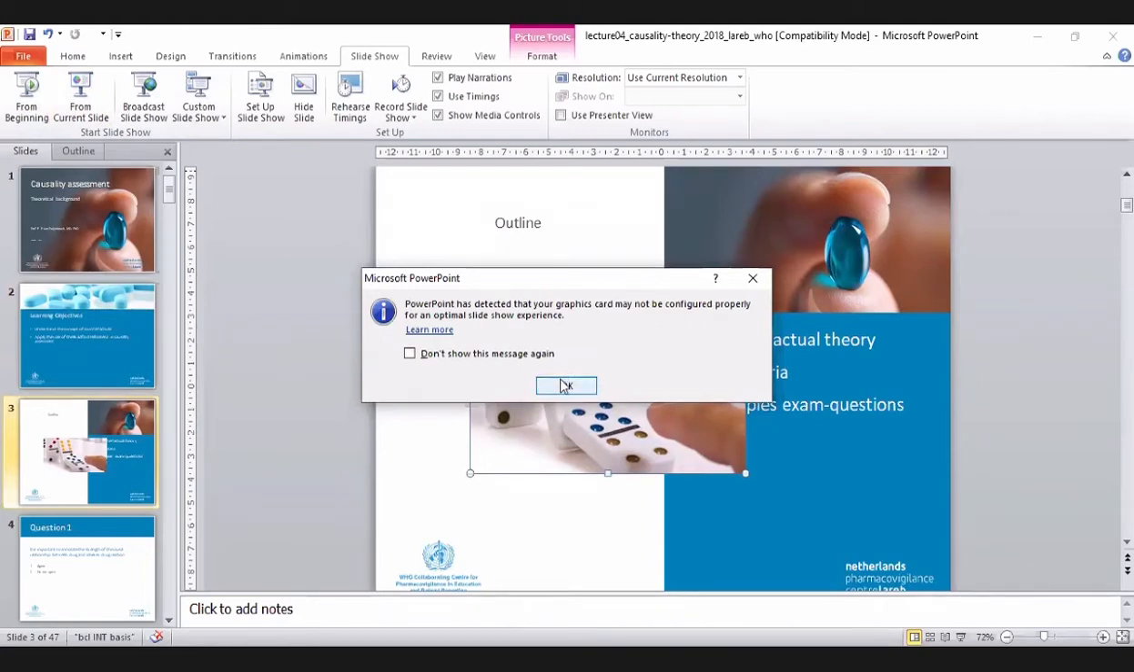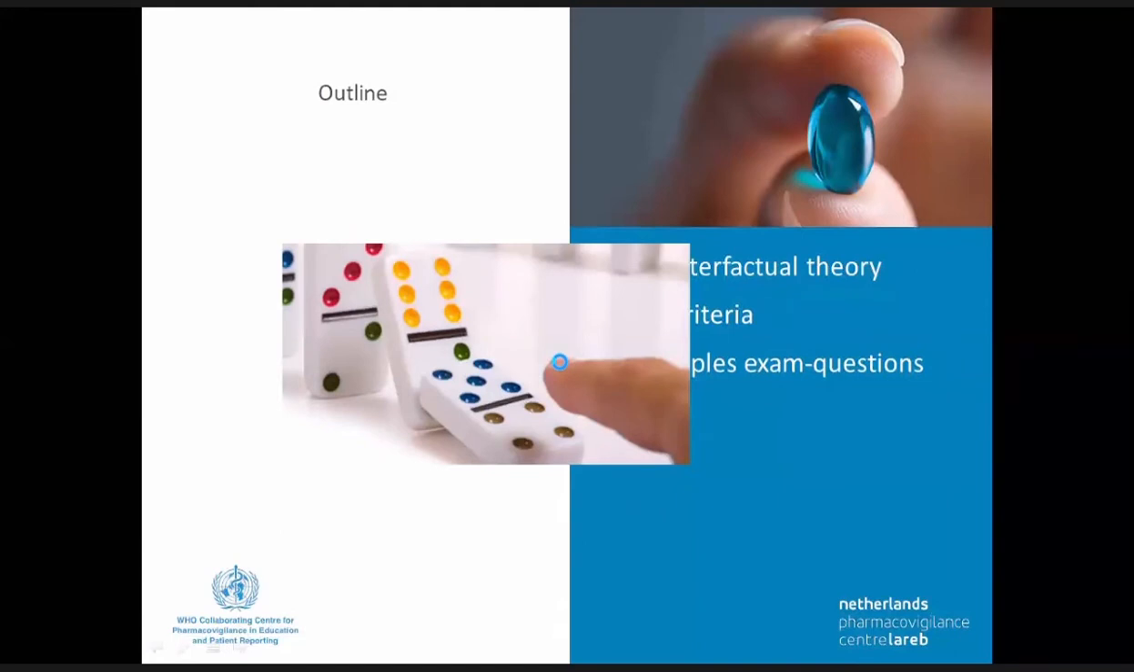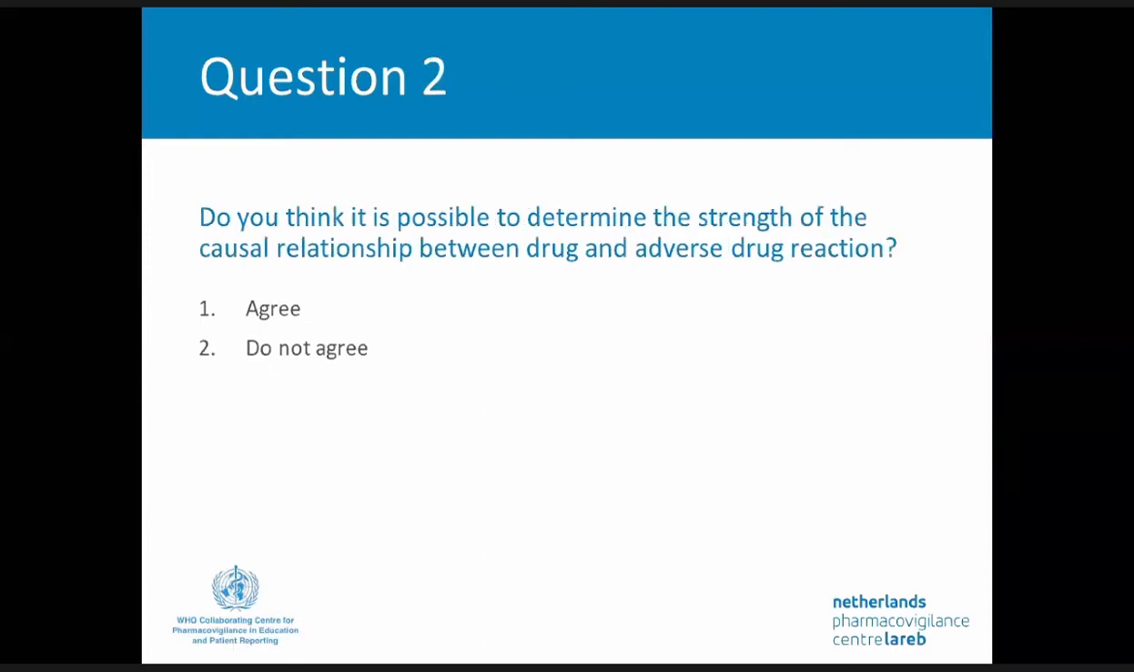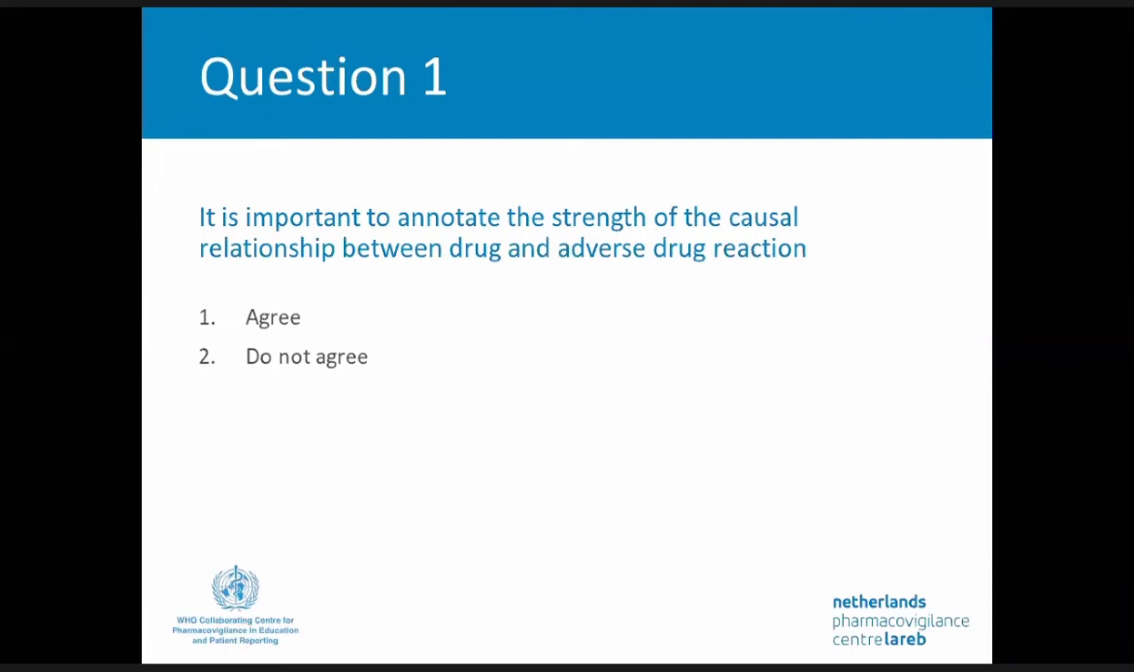So like I said last week, I'm not really going to prepare notes for this. These notes are coming from the Netherlands Pharmacovigilance Center, LAREB, and they are prepared in conjunction with the WHO Collaborating Center for Pharmacovigilance in Education and Patient Reporting. So these notes are specifically for pharmacy students, nursing students, and medical doctors who are studying their first degrees. So yeah, basically that's why I haven't needed to prepare notes.